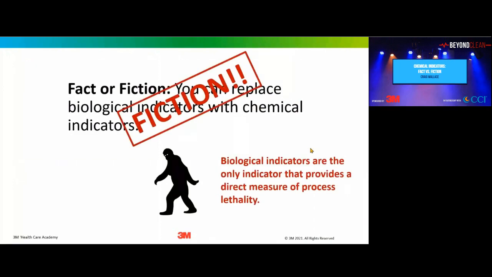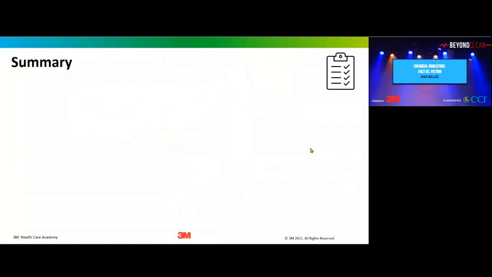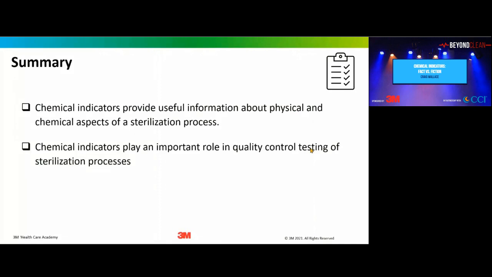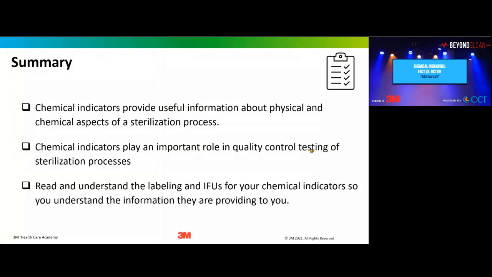So we'll close today with just a quick summary. We know that chemical indicators provide useful information about the physical and chemical aspects of a sterilization process. They play a very important role in quality control testing of the processes. If you think about all of the different applications where chemical indicators of different designs and different types are providing information on the quality of that process, they're extremely useful. And then you need to read and understand the labeling and IFUs for your chemical indicators so you understand the information they're providing to you.